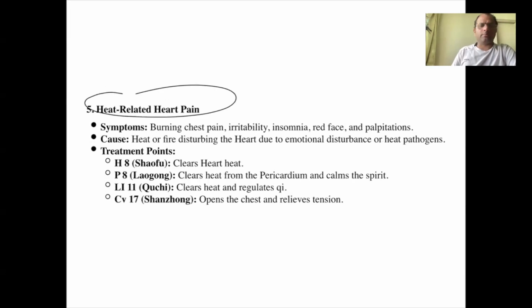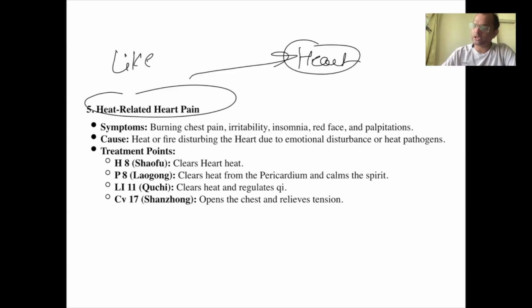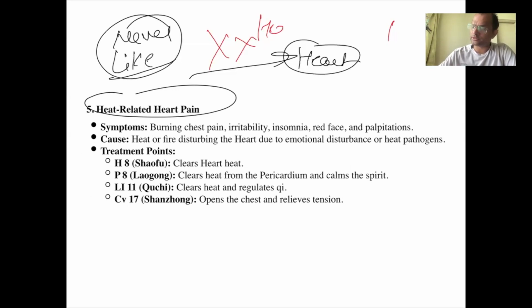Now we are moving to pattern number 5: heat creating heart pain. The heart never likes heat. Heart को गर्मी पसंद नहीं है. Never. हार्ट को बिल्कुल भी पसंद नहीं है गर्मी, हार्ट को पसंद है कूलिंग, ज्यादा कूलनेस भी नहीं, but the heart wants to be cool. So if the heart is not getting enough cooling, अगर हार्ट को पर्याप्त मात्रा में ठंडक नहीं मिलती है तो प्रॉब्लम हो जाती है.